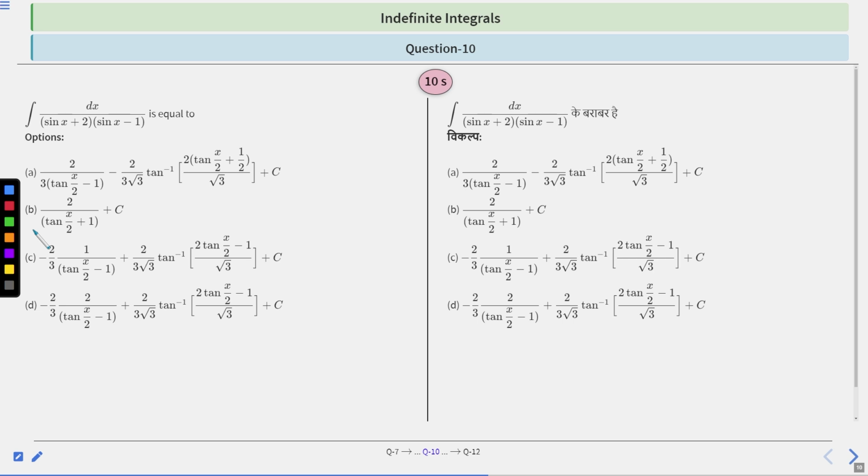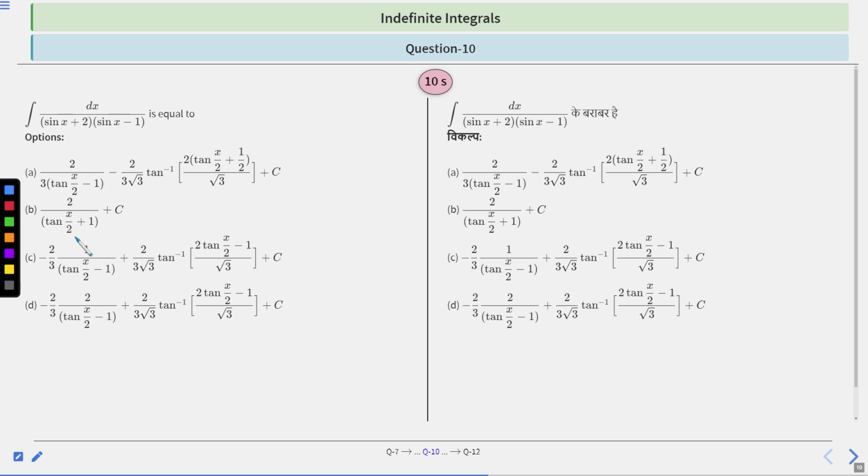So let's move to the next question, question number 10, which says: integral of dx upon (sin x + 2)(sin x - 1) dx is equal to. The hint of this question is, you can see from the options, all the options are in terms of tan x by 2, right? So you can convert sin x in terms of tan x by 2. By doing the substitution, sin x is 2 tan x/2 upon 1 plus tan square x/2. By this substitution, you can convert sin x into tan x by 2.